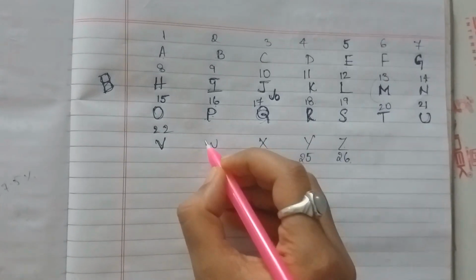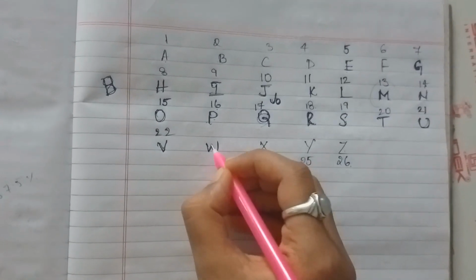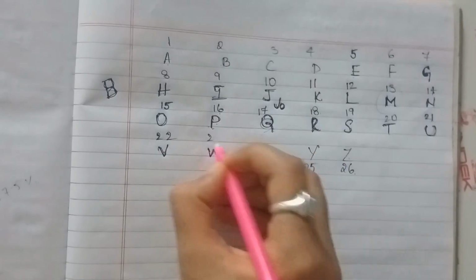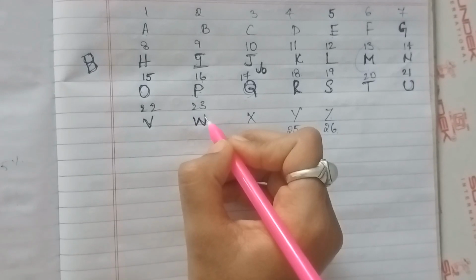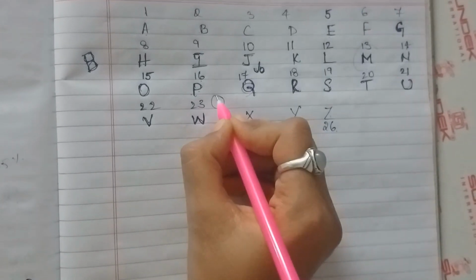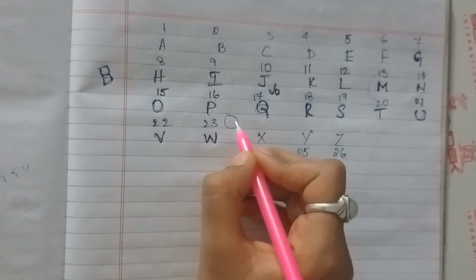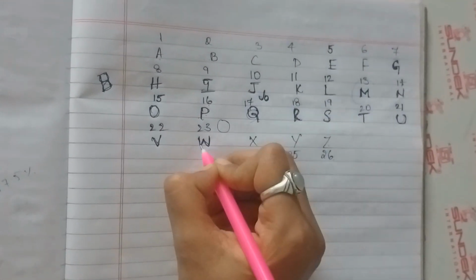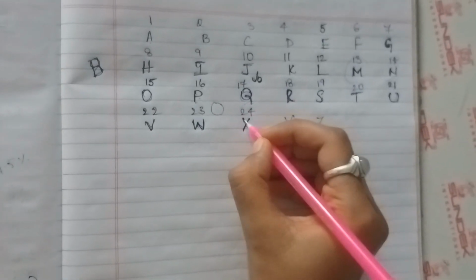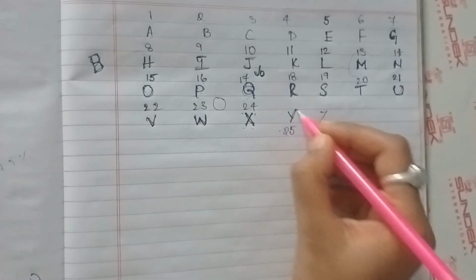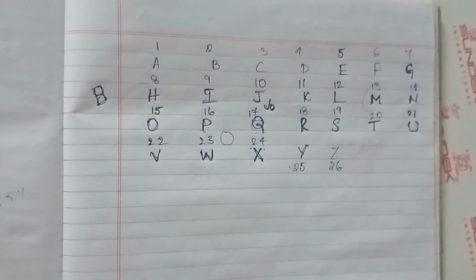So 22. And W, you can remember by saying W is for work. Work is nothing but 23. How you can remember is, a day has a 24-hour clock. In a 24-hour clock, you have to work for 23 hours a day to get success. So like that also you can remember. And X is 24. You can remember 1, 2, 20, and 1, 2, 3, 4. 24, like that you can remember. And Y is last but one. So this is how you can remember the alphabets and the position of alphabets.